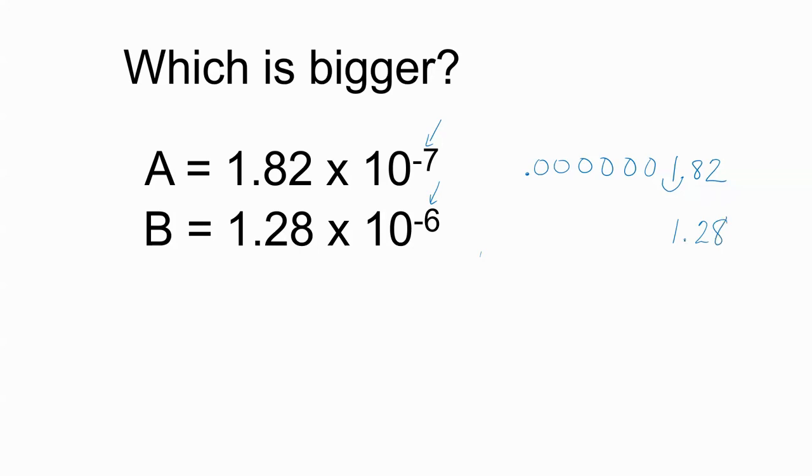Let's do the same for the second number. I'm going to move my decimal 6 places to the left, and now I've got to put in 5 more zeros before I put my decimal. So which one is bigger? Well, it's going to be the one that has the number closest to the decimal place. And so in that case, B is going to be our bigger number here. But I want you to think about writing it out in what we would call standard form instead of scientific notation so that you'll be able to see which one is actually bigger.